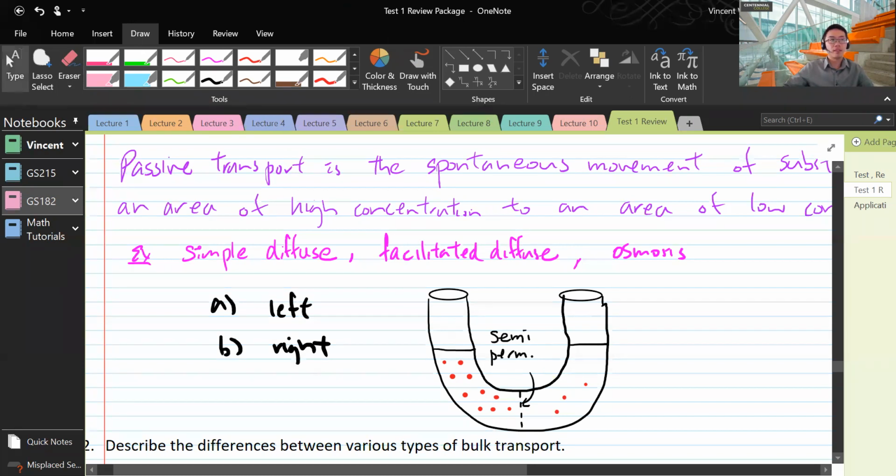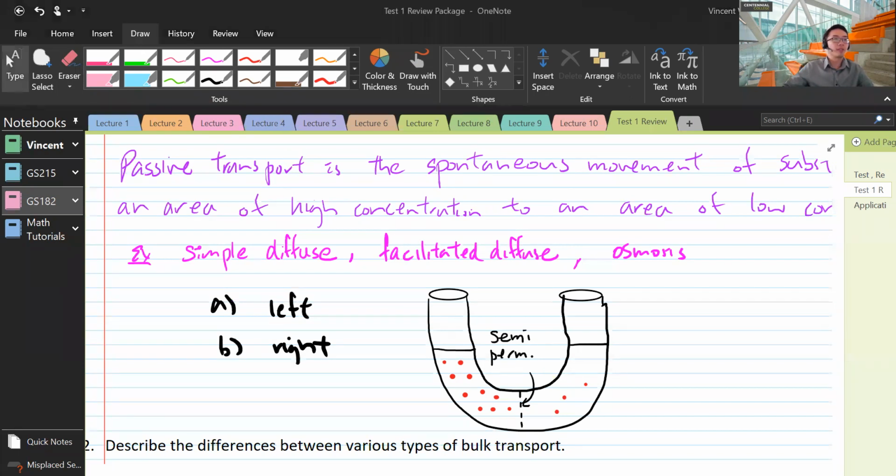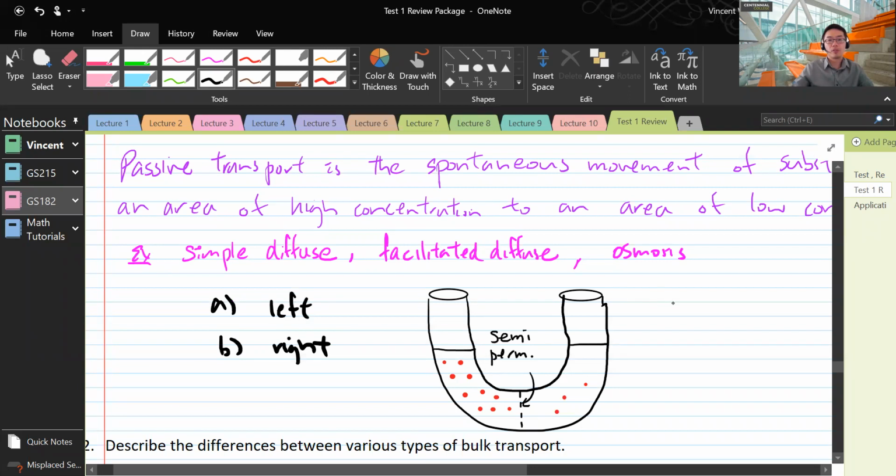Let's do a poll and see if it's a little bit better than the first time we did it. Okay, go ahead. The question is, which way will the water level rise? Is the water rising on the left or will the water be rising on the right?